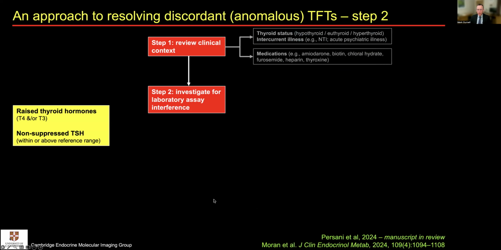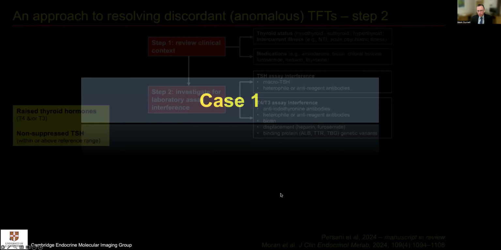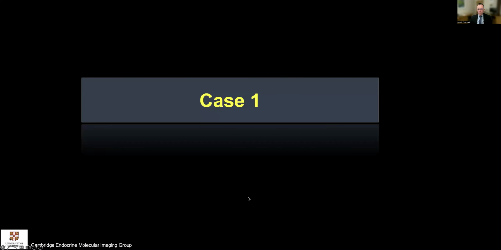Now, once we've considered all those and we've excluded any potential interfering illnesses or medications, we then need to turn our attention to whether there is a problem with the measurement made within the laboratory. And as we'll see with some examples, there are a whole array of different conditions that can cause issues when trying to determine TSH and/or free T4 and/or free T3 levels. And I'm going to use some illustrative cases to highlight this.